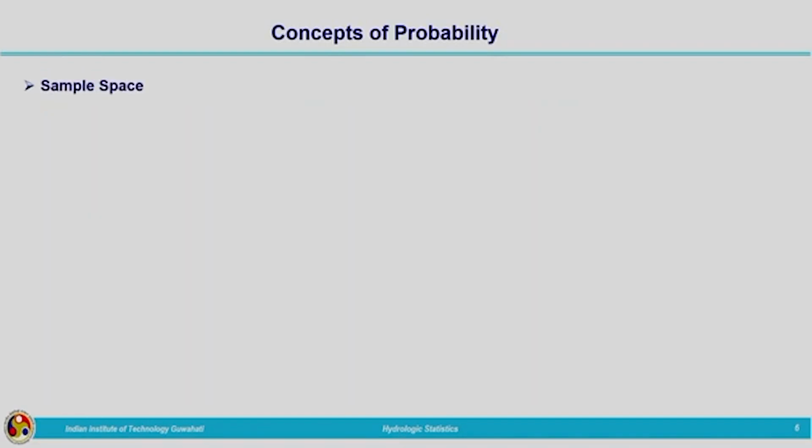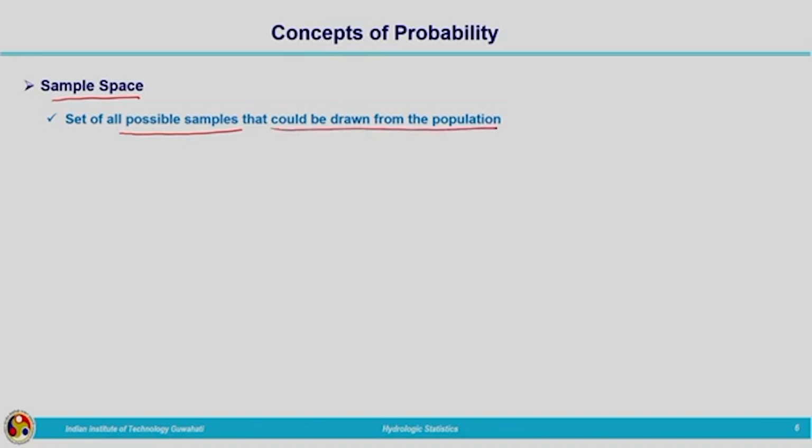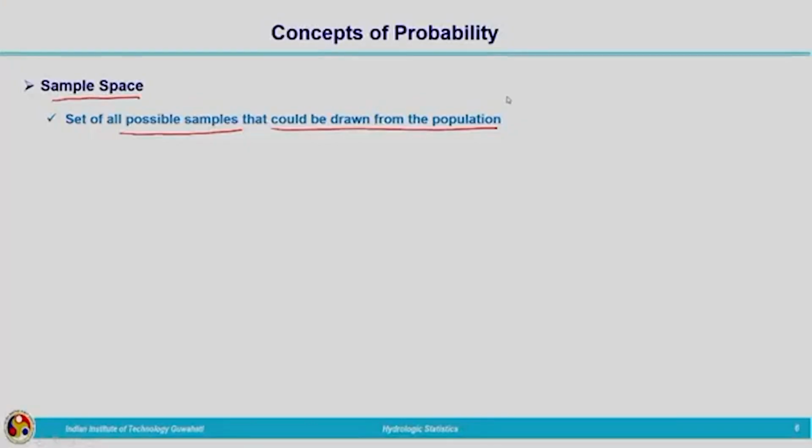The next term you should understand is sample space. Sample space is the set of all possible samples that could be drawn from the population. For the last 30 years, if I am considering annual maximum rainfall data, in the similar way so many samples can be drawn out of the population. Before that 30 years data, that way we can have different numbers of samples drawn out of the population. This set of all possible samples is termed as sample space.